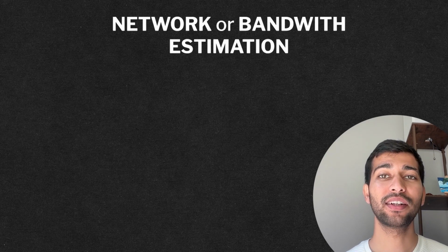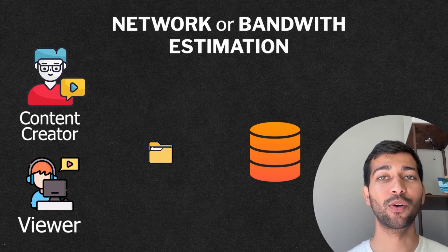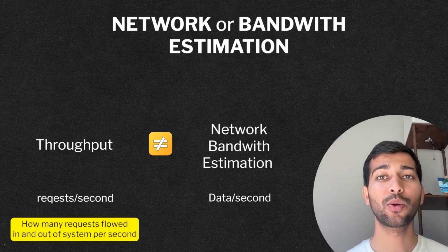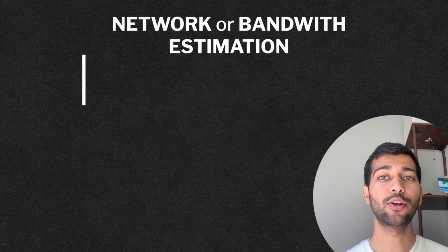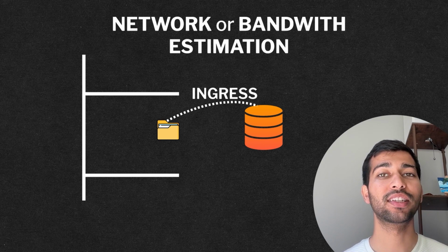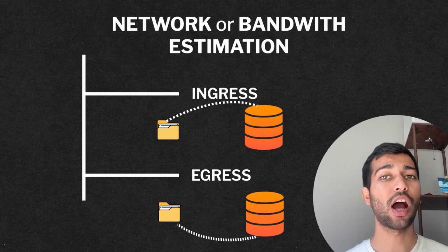The last part in capacity estimation is network or bandwidth estimation. Network or bandwidth estimation tells us how much data flows in and out of our system per second. Do not confuse this with the throughput. In throughput, we were talking about the requests per second, that is, how many requests flowed in and out of our system. We never talked about the data. So there are mainly two parts of network or bandwidth estimation. The first one is the ingress, that is, how much data flows into our system. And the second one is the egress, that is, how much data flows out of our system.